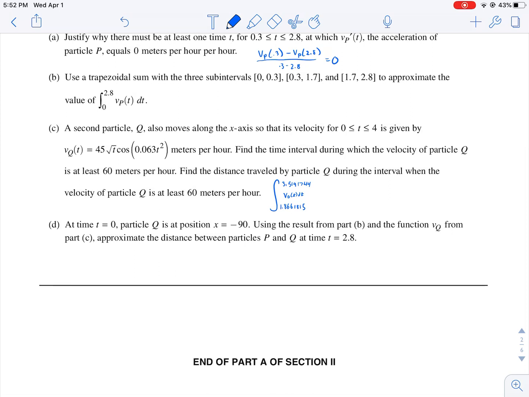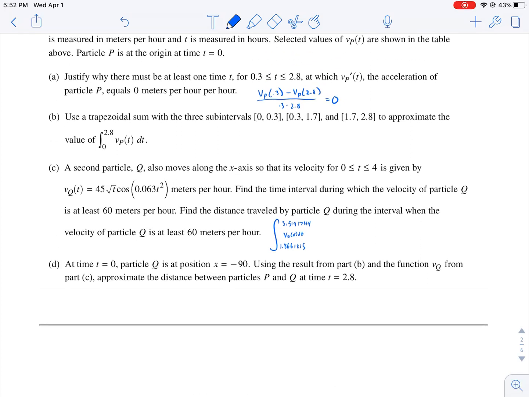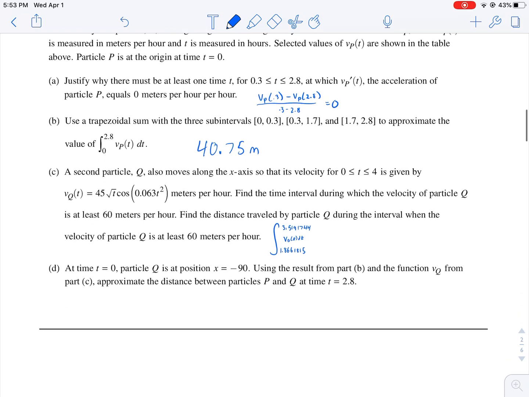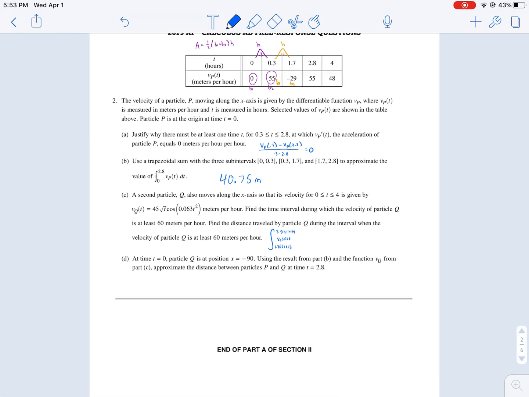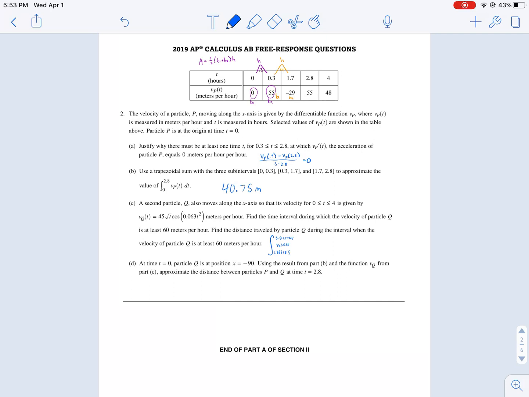Part D, it gives us an initial position for particle Q, and using the result from part B, which the answer was 40.75 meters. Okay, so we know that that's the position of particle P, and we want to know how far apart particle Q is after 2.8 seconds. So now we got to do the integral of particle Q.